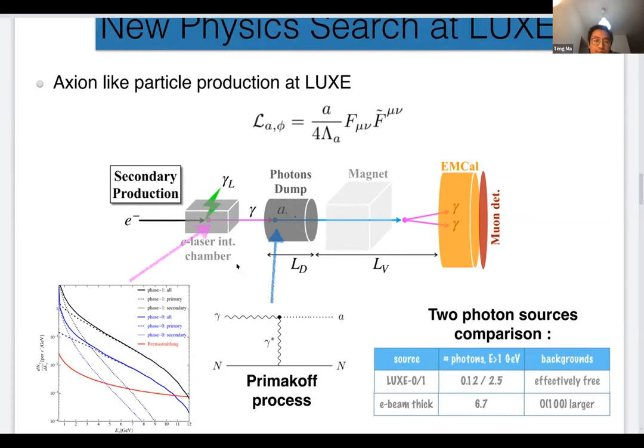However, in this setup, we can also use the electron. There is another option to produce the ALP. That is, we can use a lot of electron beam to directly collide with the dump to produce ALPs. In this case, a lot of ALPs can be produced. But its background is very huge, which will make the ALP detection very challenging.